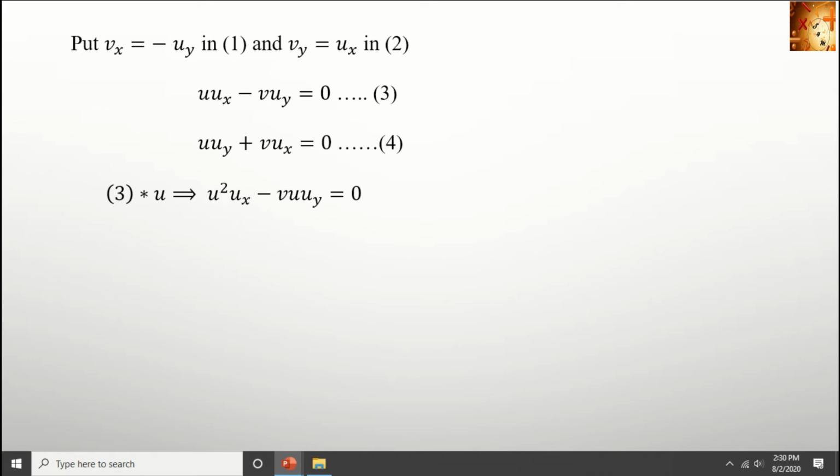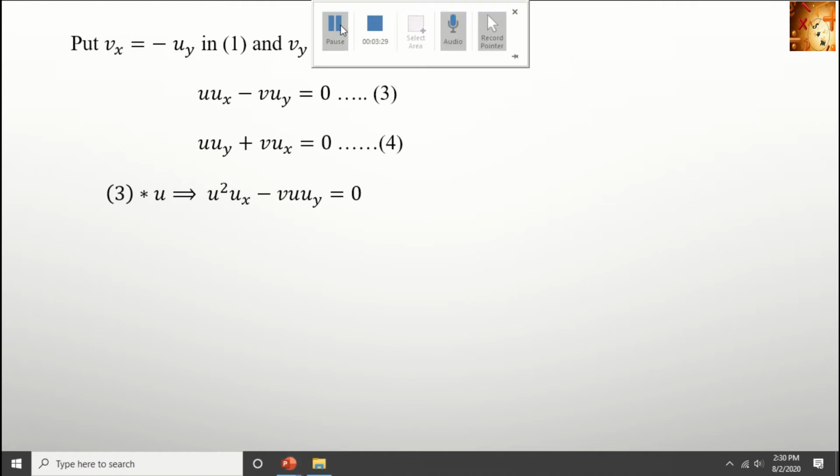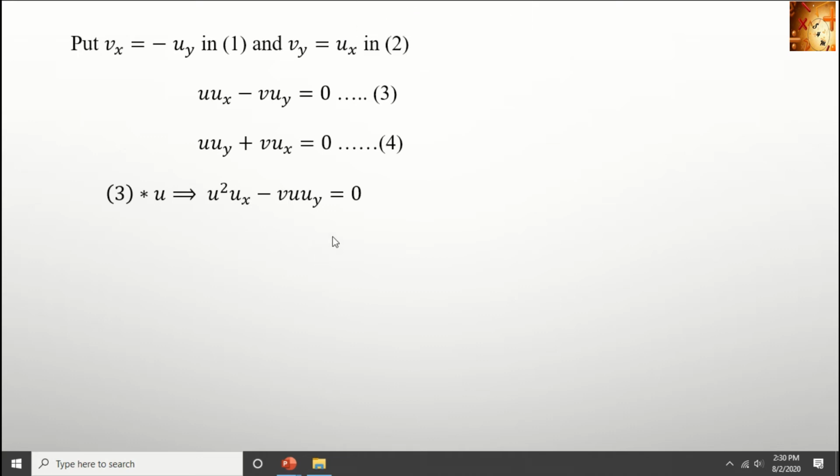Next, multiply the third equation into u. We get u square ux minus uvuy equal to 0. Next, equation 4 into v, which gives vuuy plus v square ux equal to 0. Now, these equations can be solvable because there is one common term in each equation.